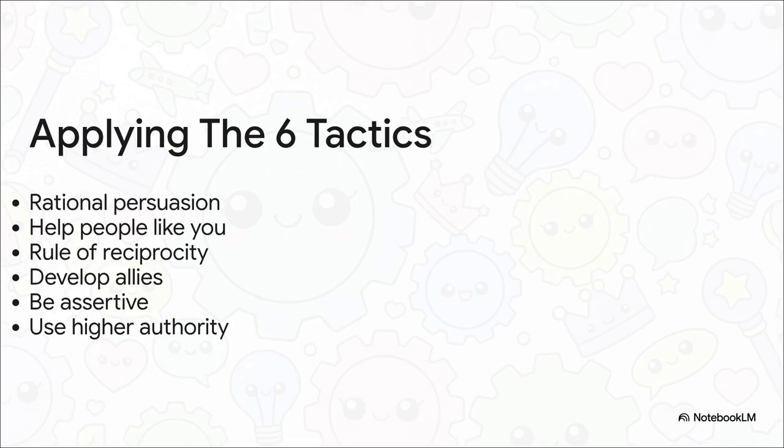Tactic 4 is develop allies. Take the time to grab coffee with cross-functional managers and build a solid coalition before you pitch a massive project. Tactic 5 is be assertive. And look, this doesn't mean being aggressive. It simply means asking for what you want clearly and confidently, without apologizing for your needs. Finally, Tactic 6 is make use of higher authority. This means strategically aligning your request with the stated goals of upper management or the board of directors to give your initiative some undeniable weight.